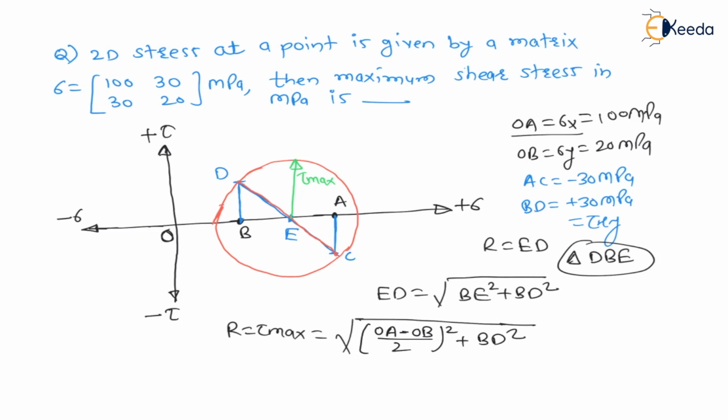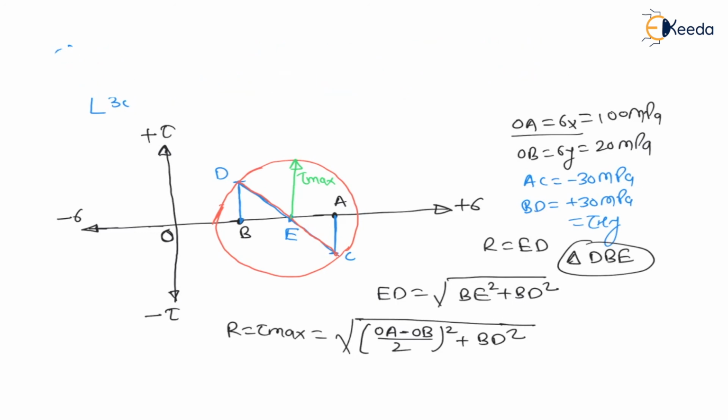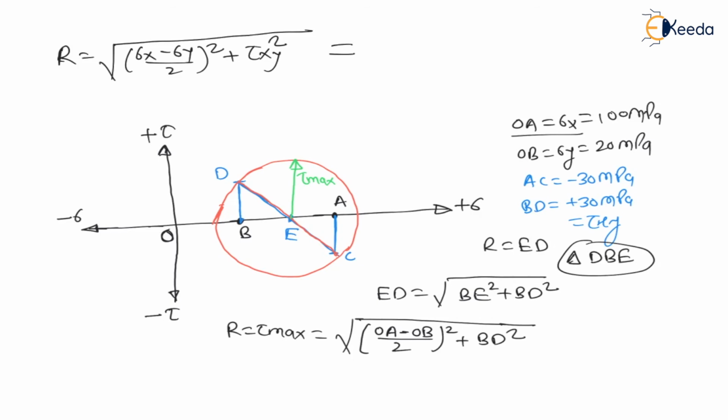Therefore, we have to put the values over here. Now, see, here I am writing the same formula. That is, tau max or radius is equal to under root of O to A, which is sigma x, minus O to B, which is sigma y, divided by 2 whole square, plus BD, which is tau xy, whole square. And we have already solved this, for which we got the answer as 50 MPa. Therefore, 50 MPa is the answer for the given question.